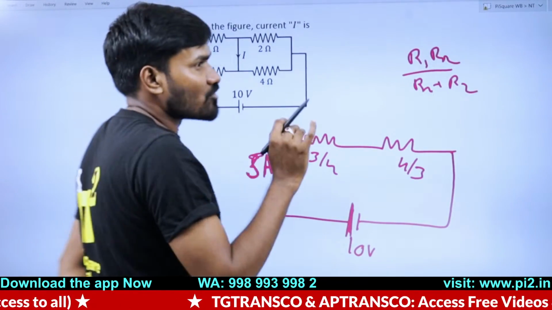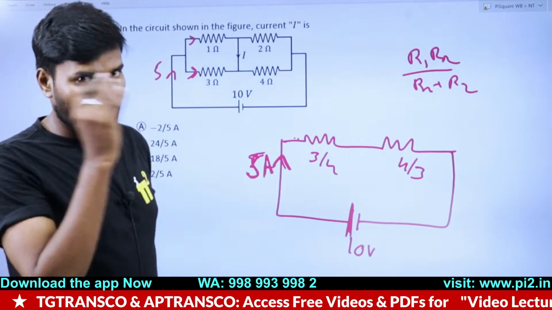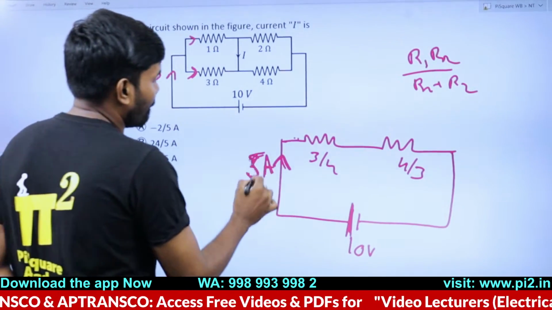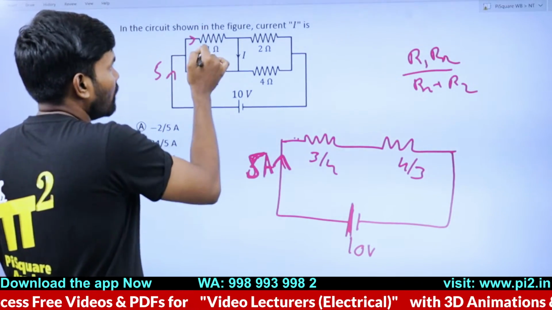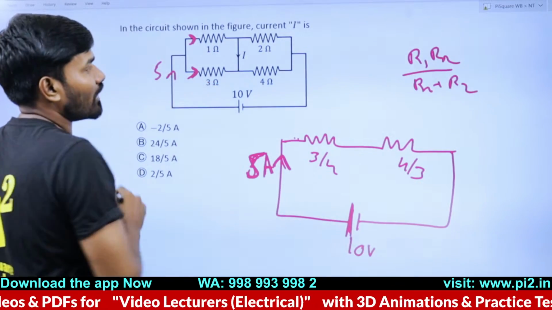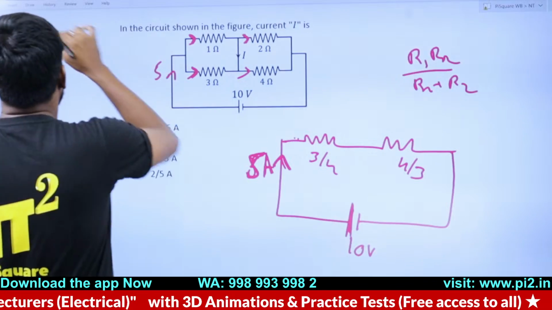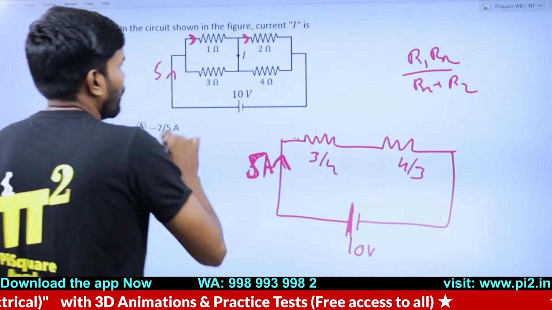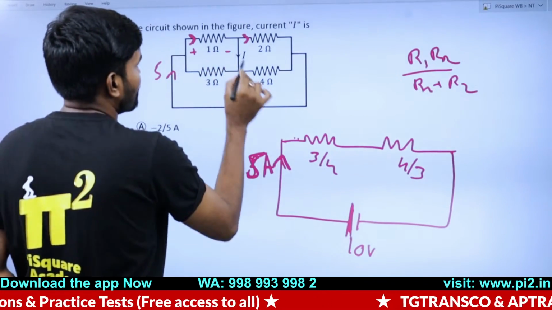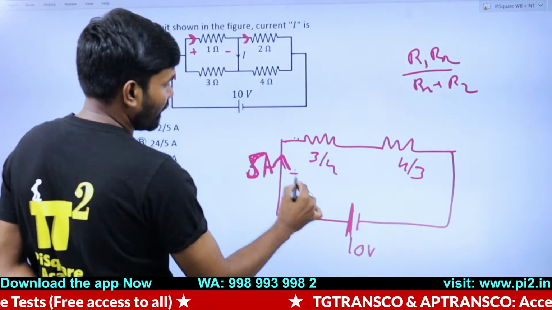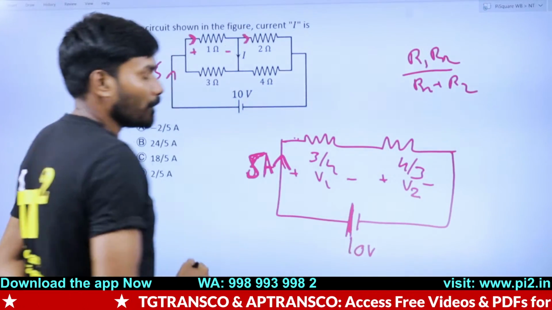So every time you see this, there is a possibility of a Wheatstone bridge. You have to be careful with that. Anyways, this is 5 amperes approximately, and that 5 amperes is going to split between these two. So what is the possible current here, and this current and this current? If you know this voltage, what is the voltage here? This voltage will be the voltage across this. If this is V1, this will be V2.